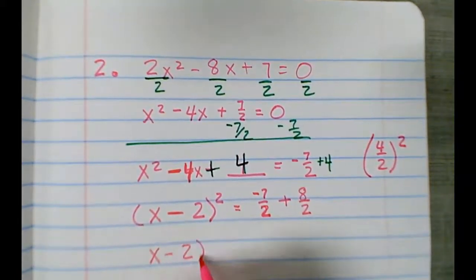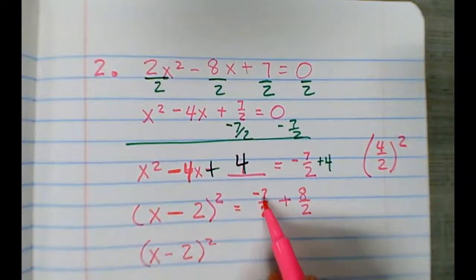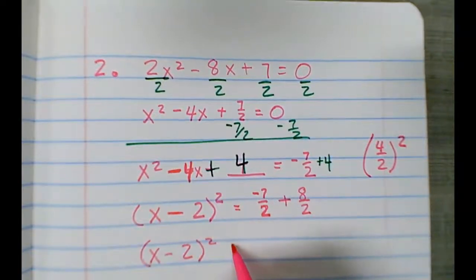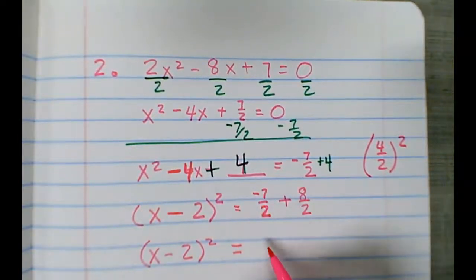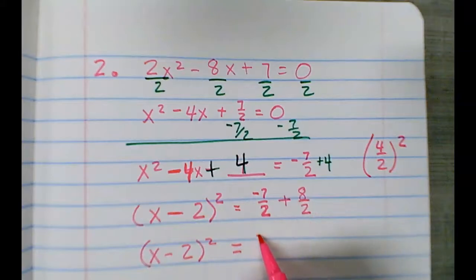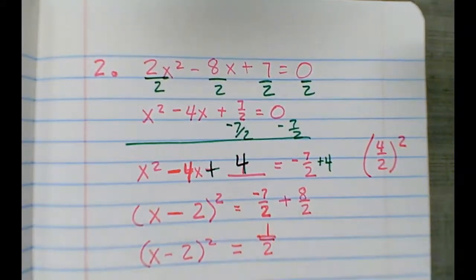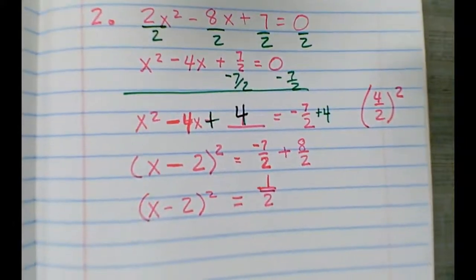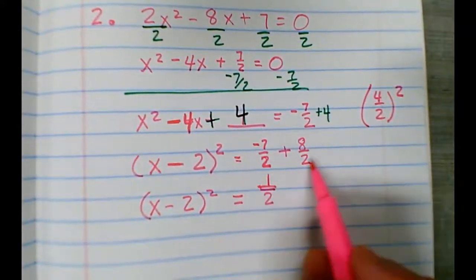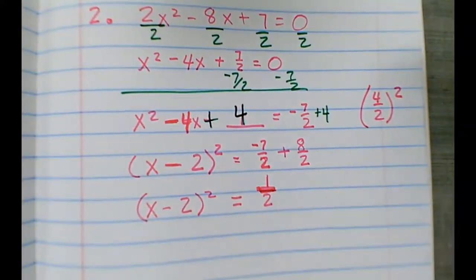So that wasn't too terribly difficult, was it? And negative 7 plus 8. The way you add fractions is you add or subtract the numerator and you keep the denominator. So that is, when I add those two fractions, that's a half.